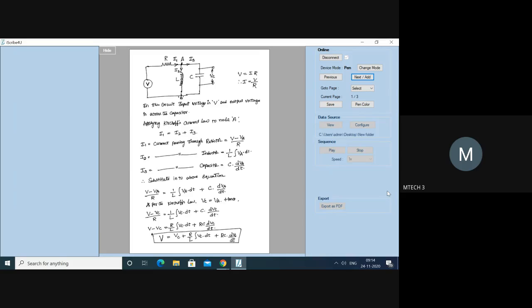Expression relating input V and output VC. Clear? Yes, sir. Okay, expression relating input V and output VC. Clear now?